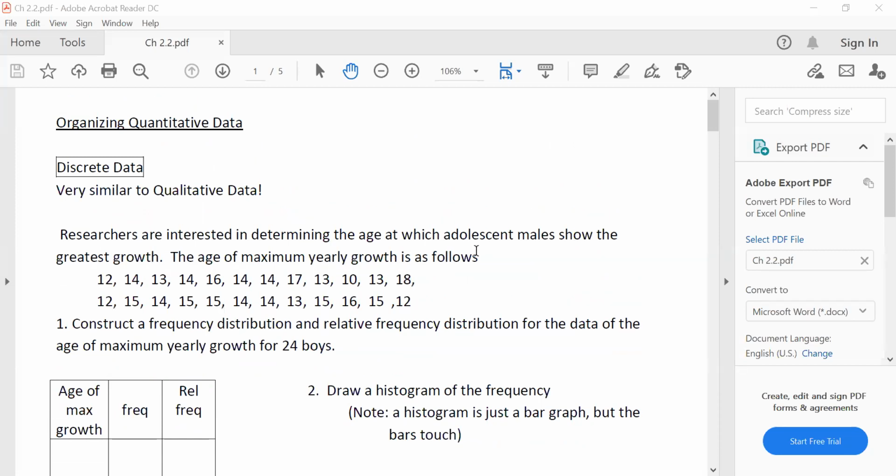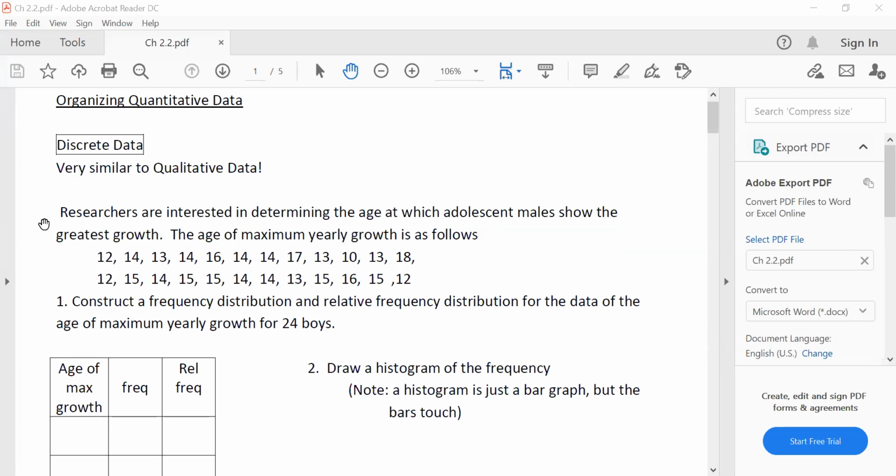And that's going to be most of what we're dealing with for the rest of the semester. We're going to be dealing with quantitative data because, I mean, this is a math class, so we've got to talk about numbers, right? And that's exactly right. But it is similar in a lot of ways to qualitative data. It just depends on what you're doing with it.